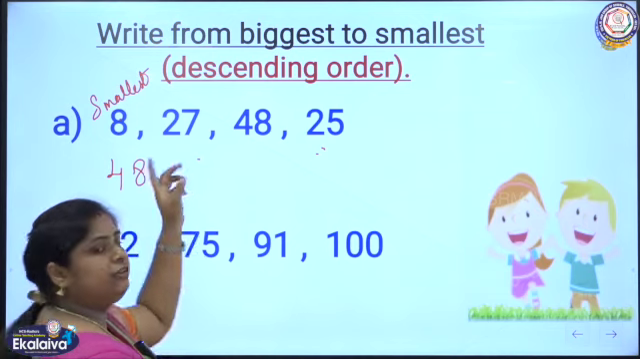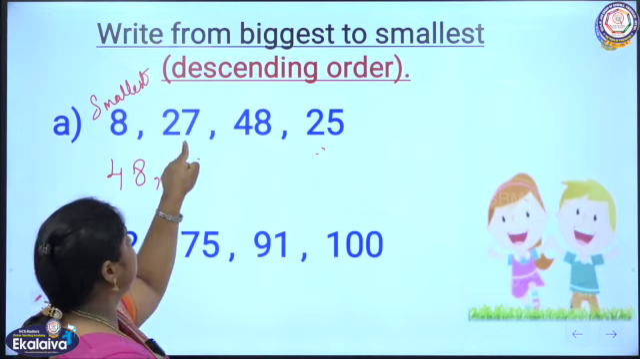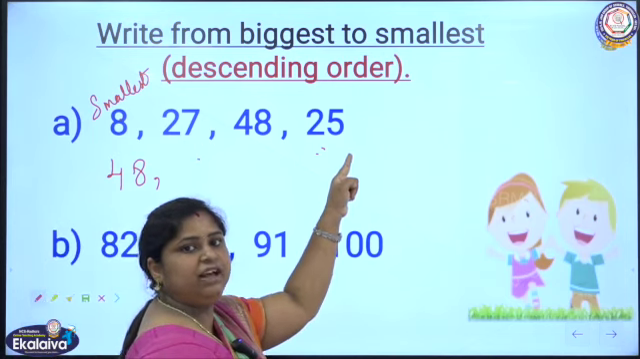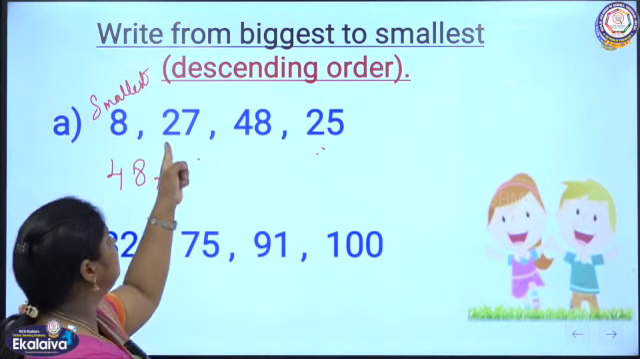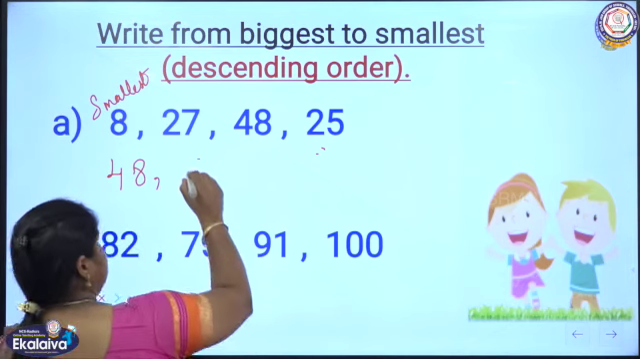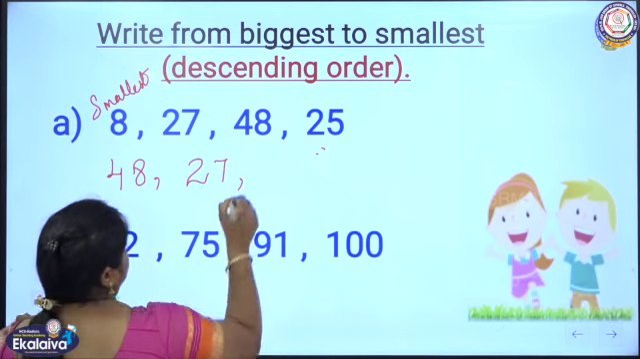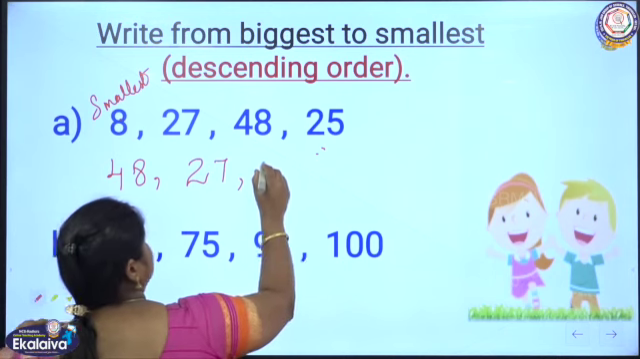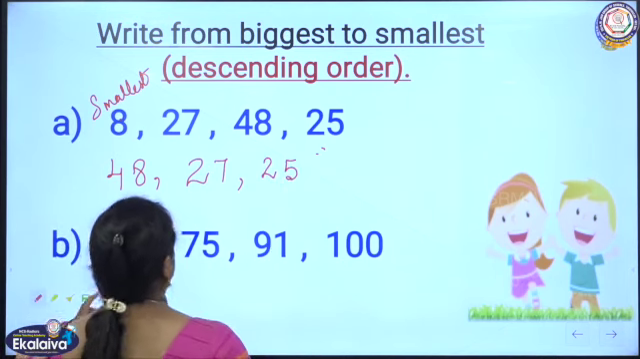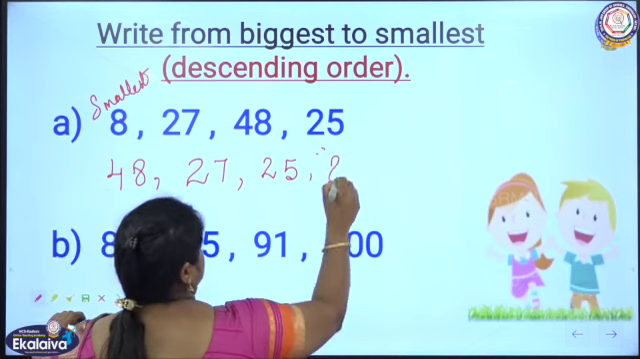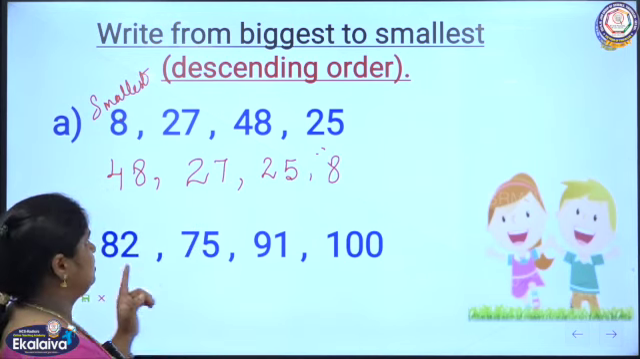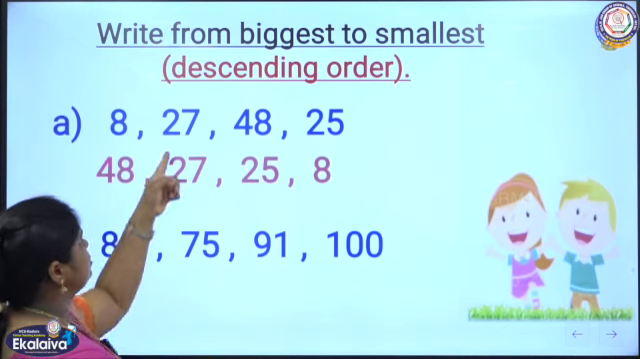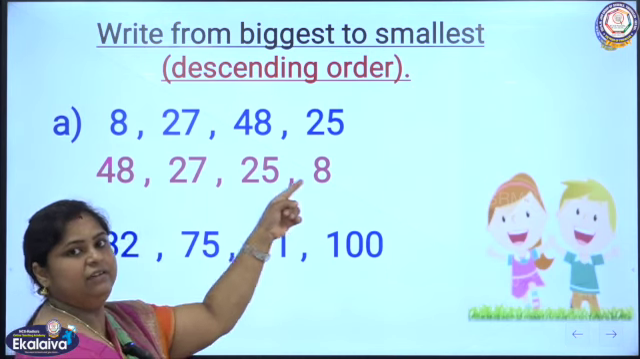What is that? We are going to check the ones value. See here the 27, the ones value is 7. In the 25, the ones value is 5. So, which is biggest, 27 or 25? 27. So, I am going to write 27 next to 48. See the next biggest is 25 and the last is 8. Okay. So, the order is 48, 27, 25, 8.